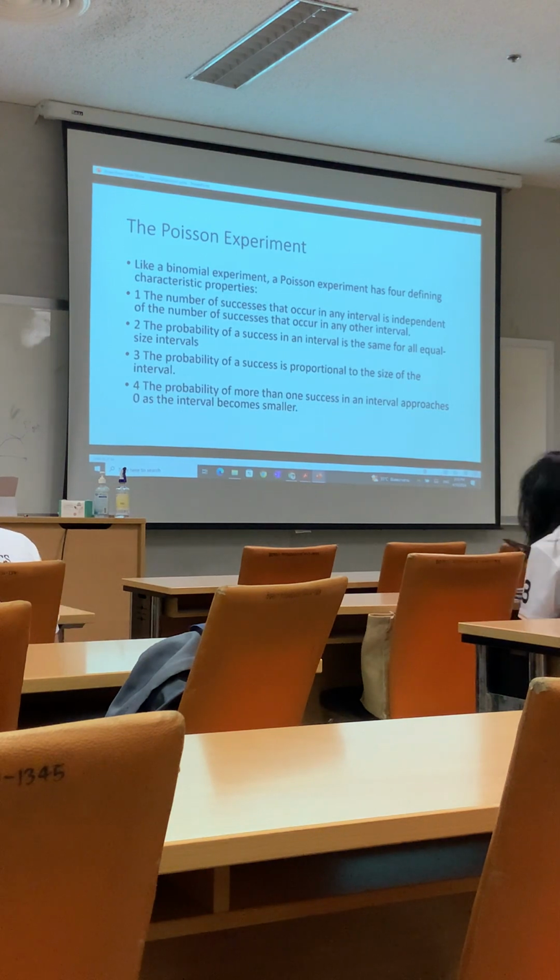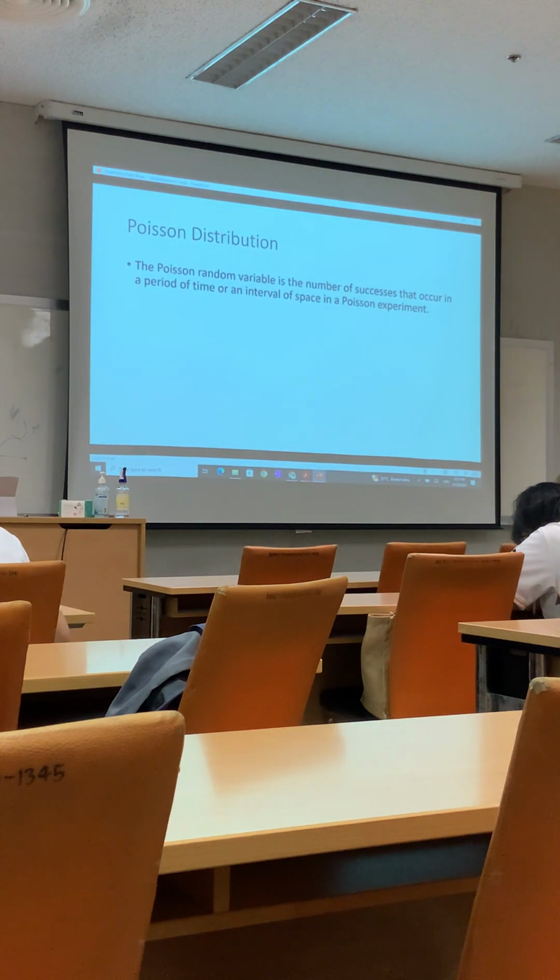Number 4, the probability of more than one success in an interval approaches zero as the interval becomes smaller and the number of intervals increases to infinity. We assume that each sub-interval has either one accident or no accident at all. So the Poisson random variable measures the number of successes in that time space or in that area.